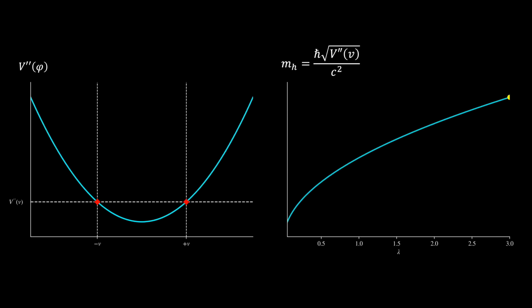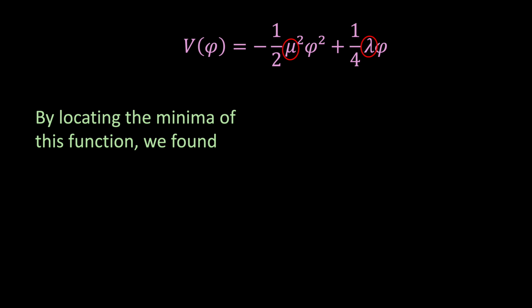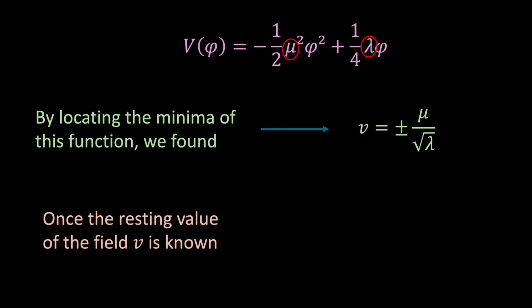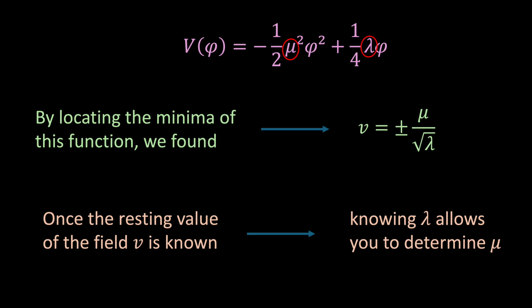So the natural question is, what actually controls the shape of the Mexican hat potential? Well, if you recall, the Mexican hat potential has the following form, and we see that its shape is controlled by mu and lambda. And by locating the minima of this function, we found earlier that the minima occur at v equals plus or minus mu divided by the square root of lambda.